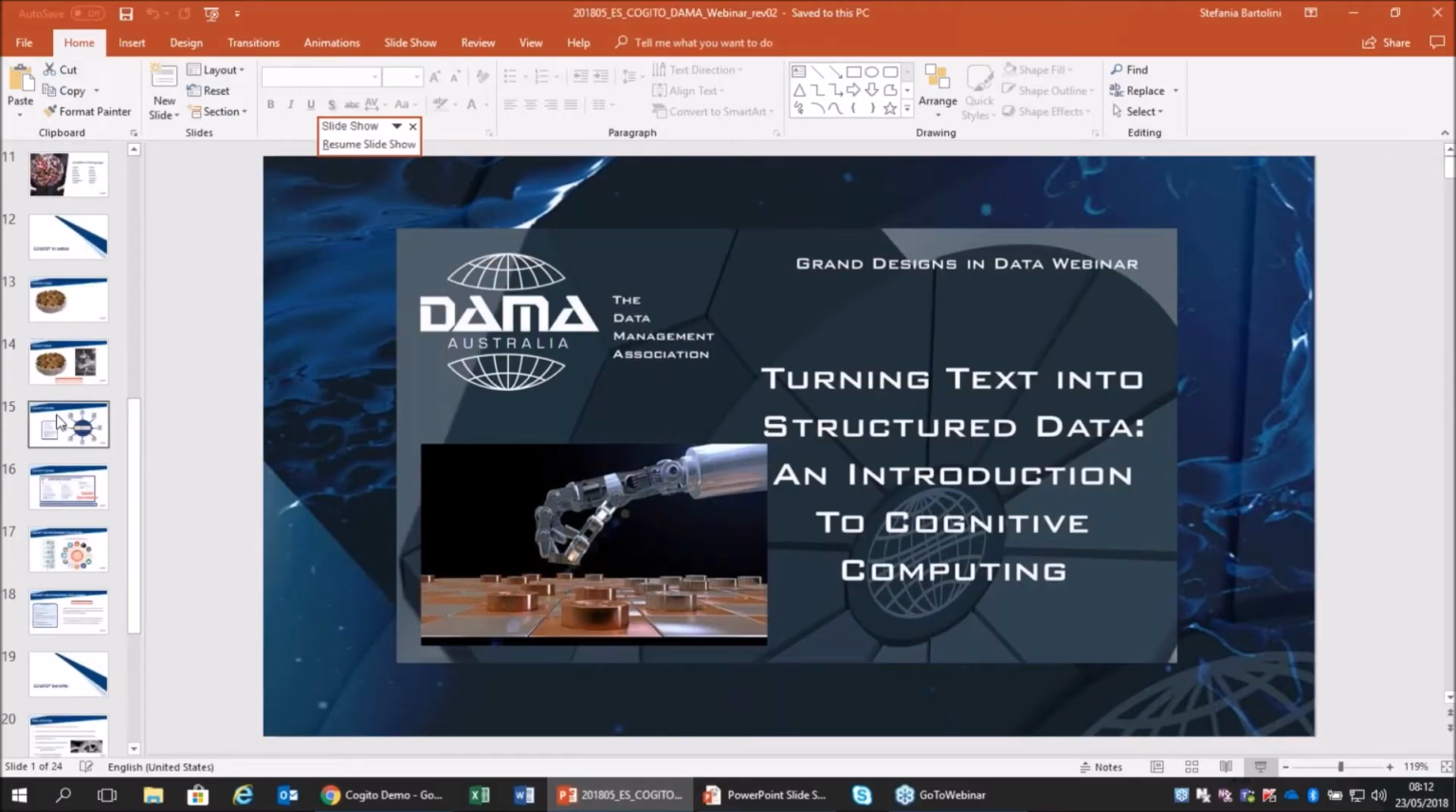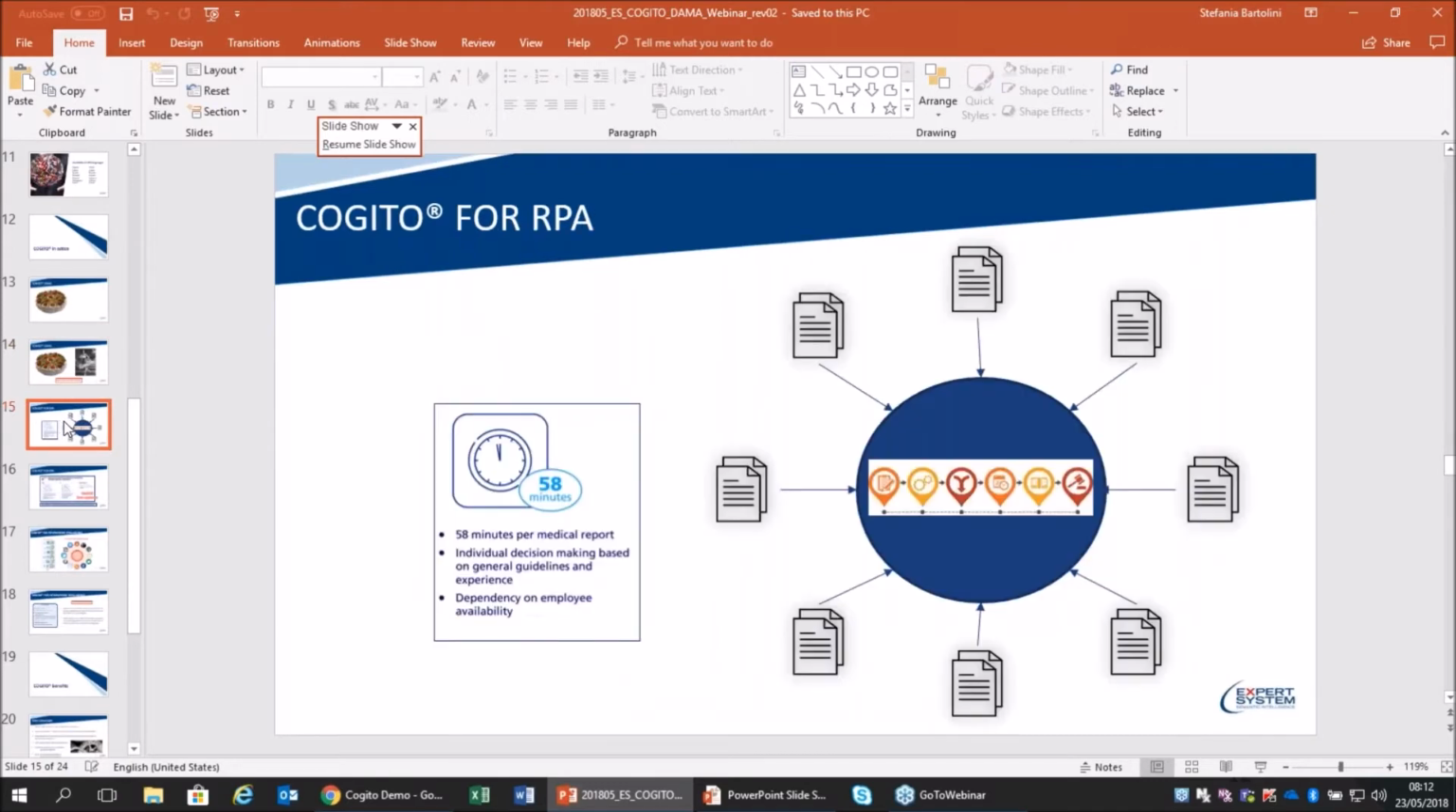This is one example, but let me show you the potential of this technology when we want to integrate or automate our solution. For robotic process automation, when we want to streamline our process because we want to avoid different and repetitive actions, and we want a solution that is able to reduce costs and save time, we can also apply Cogito.